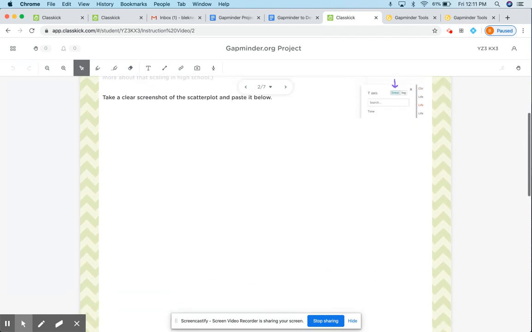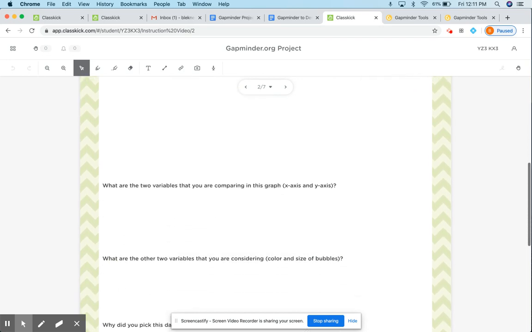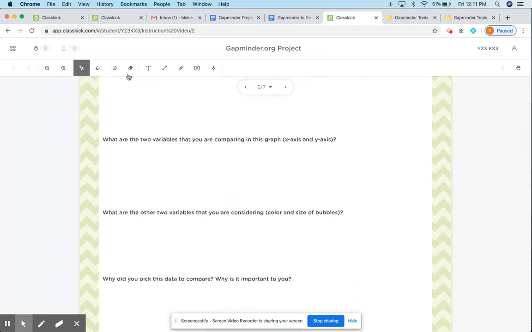You'll be using this a lot of times. So then you're going to compare the two variables that you find that you're comparing on the x-axis and the y-axis, and you're going to write it there.